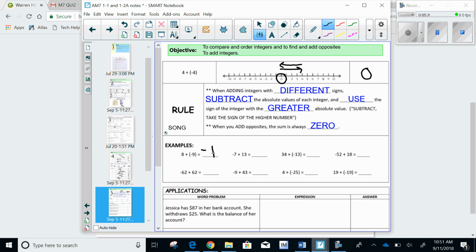This should be -1. We're going to go across. 6, 21, -34, 0, 34, -21, and then 0.